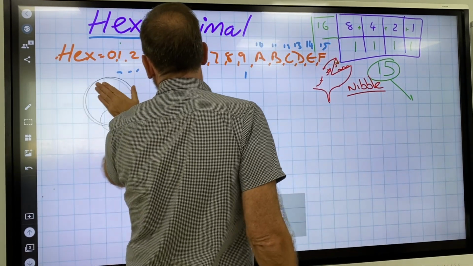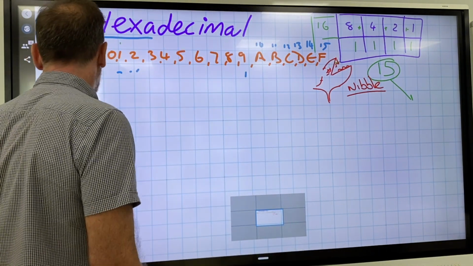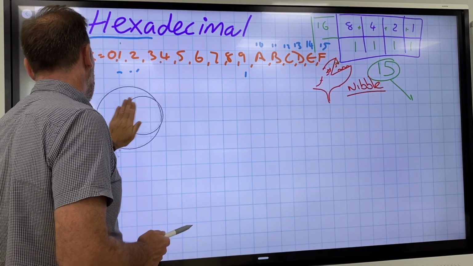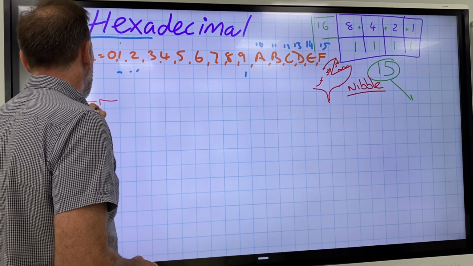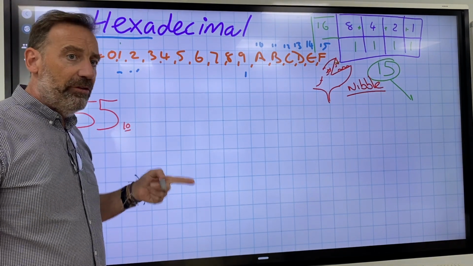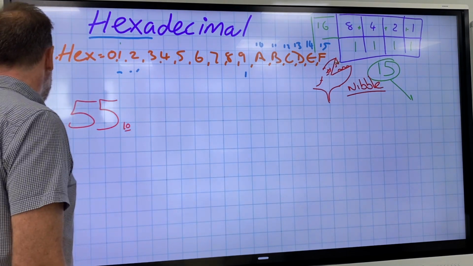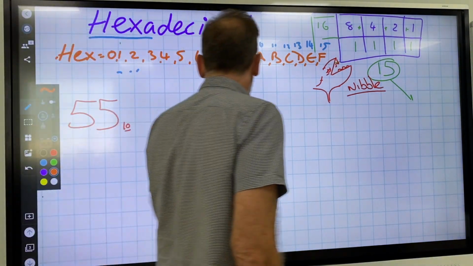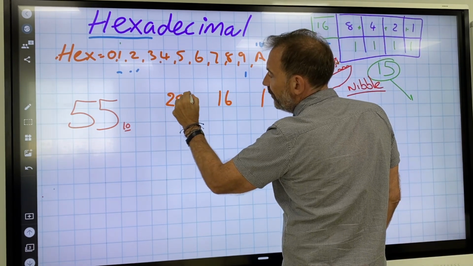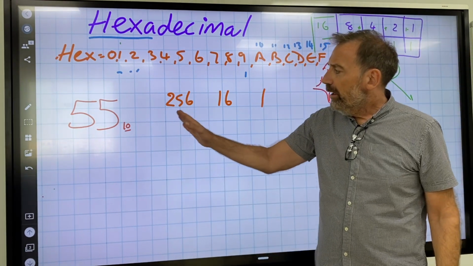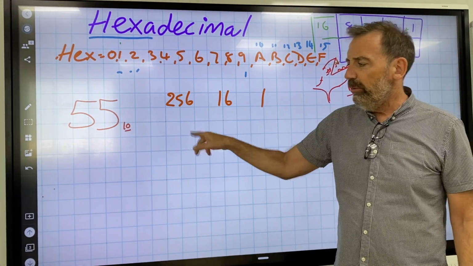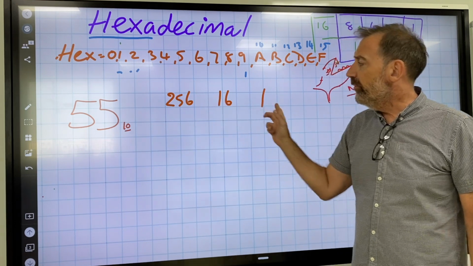Now I have a number. Let's keep it simple: 55. And this is a base 10 number. I want to convert 55 into hexadecimal. So I'm going to put my little 1, 16, 256 up here. Obviously, 256 doesn't go into 55, so there's none of those. But we don't need to worry about putting a 0 in here as the placeholder. We can just focus on these two.